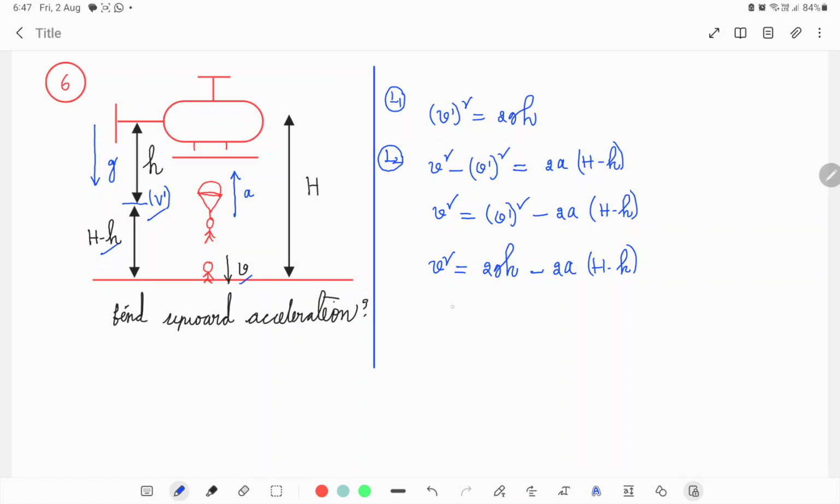And therefore I can write 2a into H minus h as 2gh minus v square. Here I want to find a, therefore a is equal to 2 g h minus v square, divided by 2 into H minus h. Therefore that's the answer for this question.